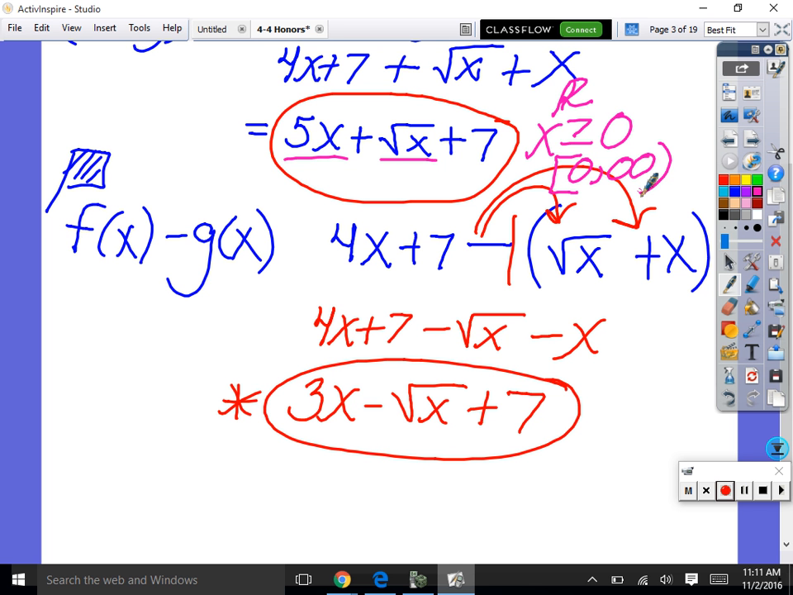Okay. So same thing here, right? The domain would be x values greater than or equal to 0. So we could write it as 0 to positive infinity. Any questions?